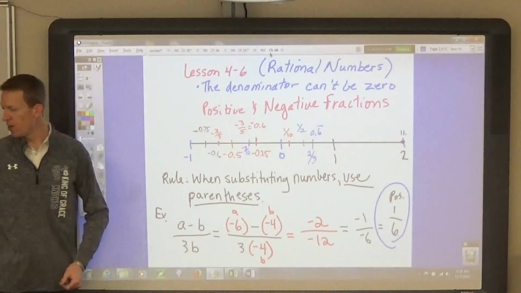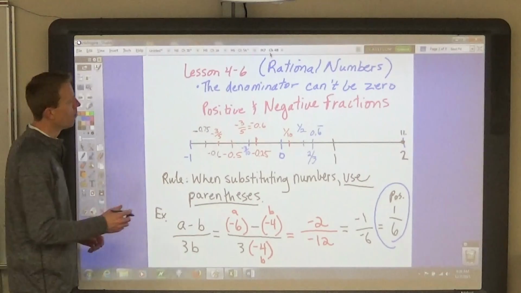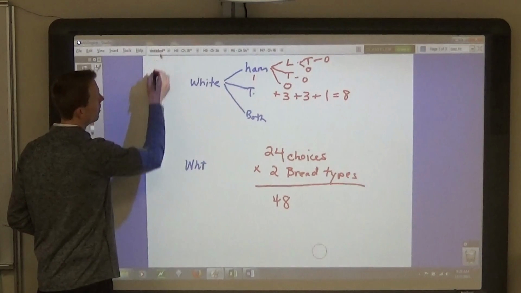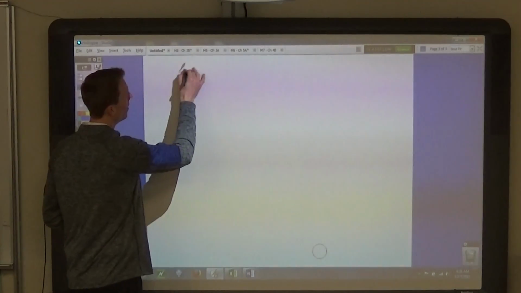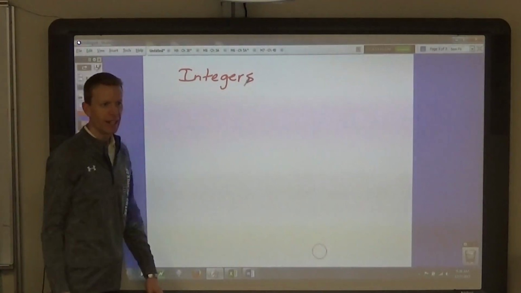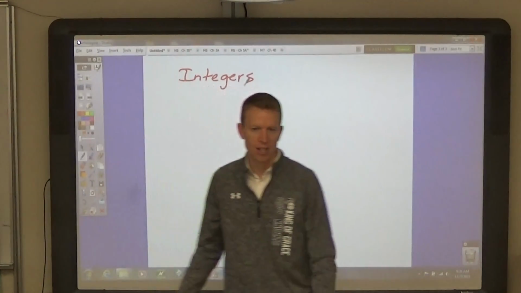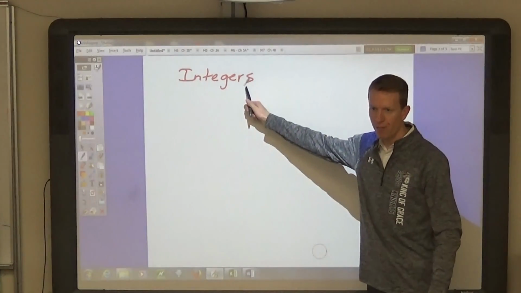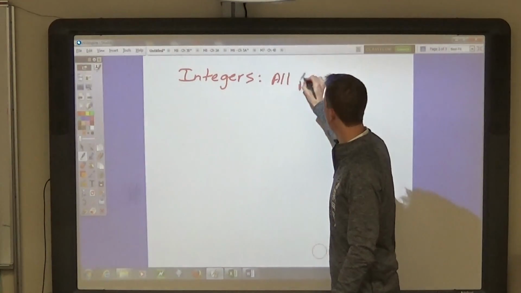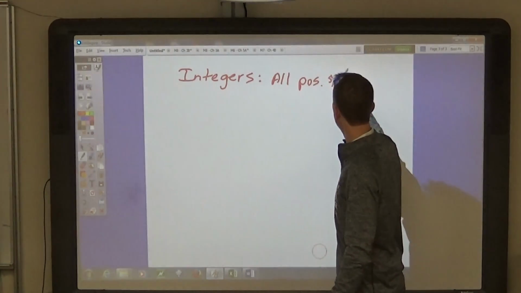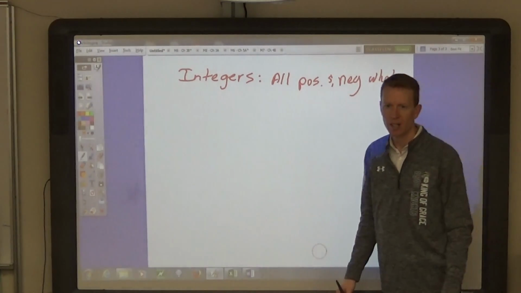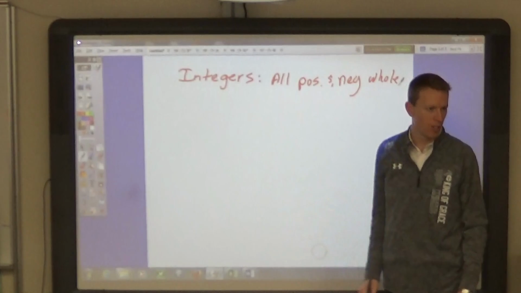Now, there are some other numbers that you need to know about. Integers, for example. Integers are rational numbers. We talked about integers before, so just to review, integers are all positive and negative whole numbers. Alright? So any positive or negative whole number is an integer.